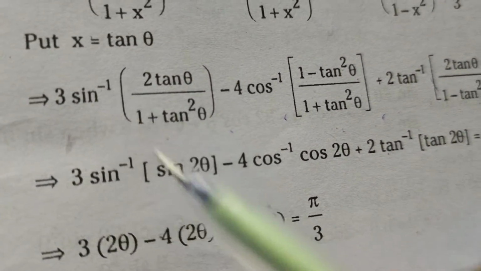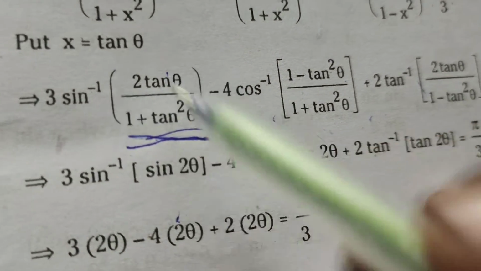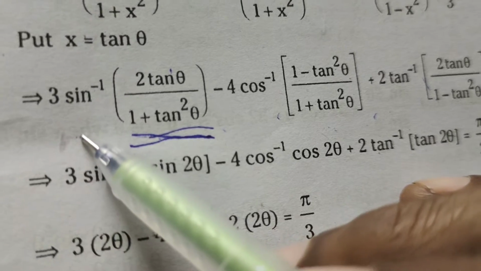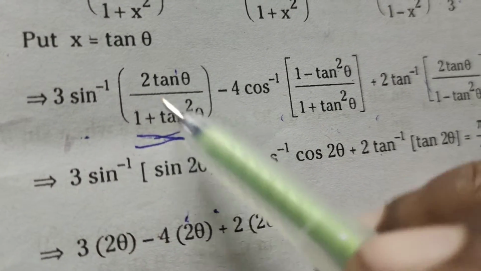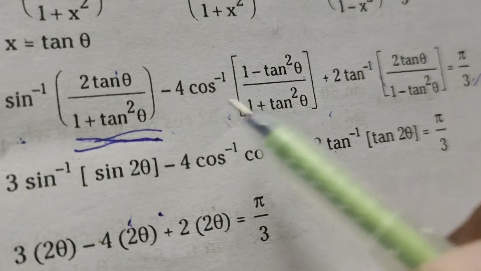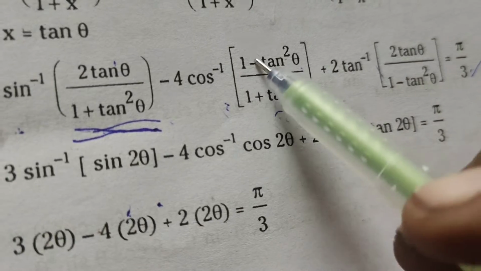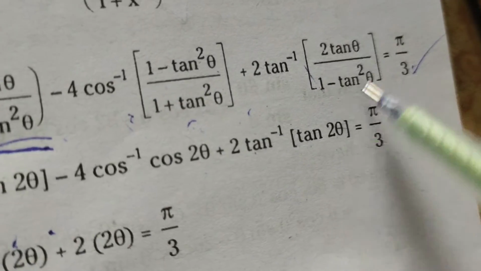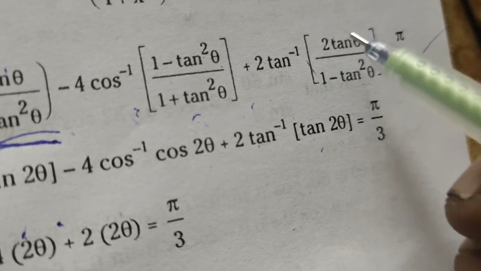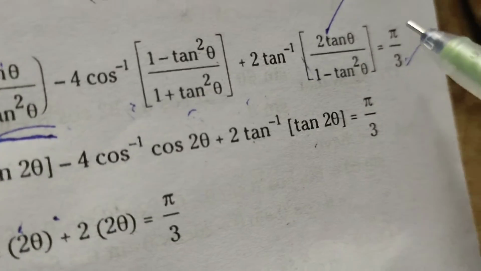Then 3 sin⁻¹ of, this is the formula, sin 2θ in terms of tan. Here in terms of cos, the formula in tan means cos 2θ. Here write tan 2θ. This is the tan 2θ formula, equals π/3.